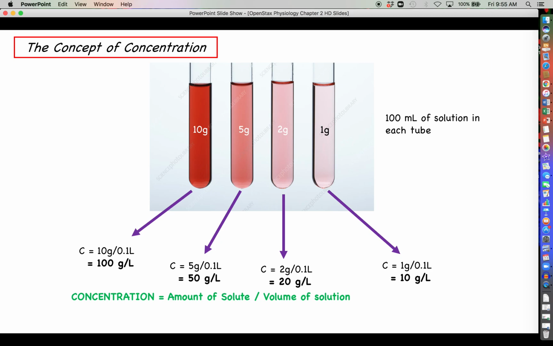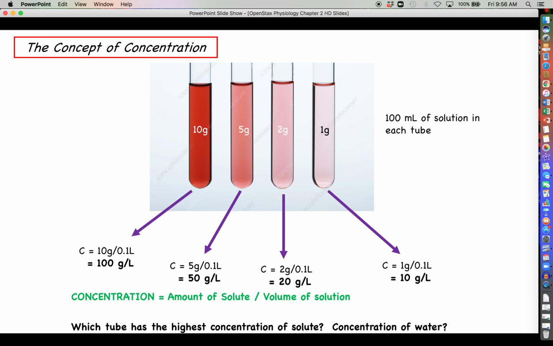So concentration, as I said, is just an indicator of how much solute is present in a given solution. So that is the amount of solute per volume of solution. So not only does it take into account the mass or number of moles of solute added, it also takes into account the volume as well. It's possible for a small amount of solute to actually produce a very high concentration if your volume is very small as well.